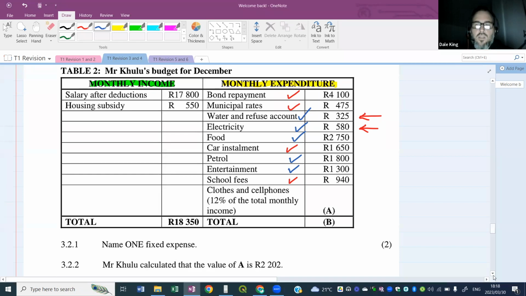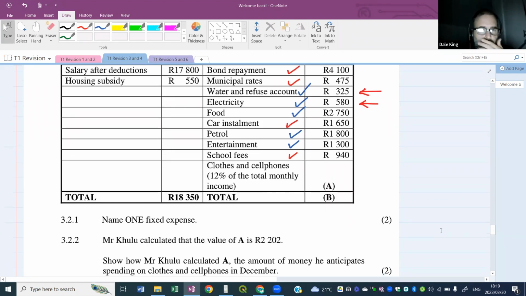Okay, so the next question says, Mr. Kulu calculated that the value of A is 2,202 Rand. Show how Mr. Kulu calculated A, the amount of money he anticipates spending on clothes and cell phones in December. How did he get to this amount, 2,202? You guys are going to do the calculation, and then I want one brave soul to help me explain how we got to 2,202. Work out what the clothes and cell phones will be, and check that the answer comes to 2,202.